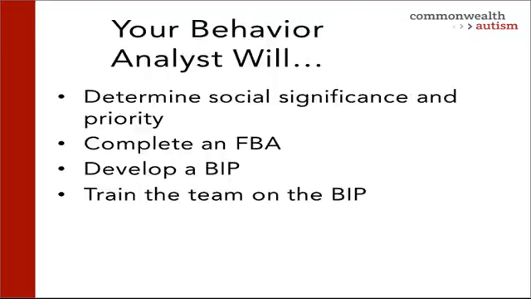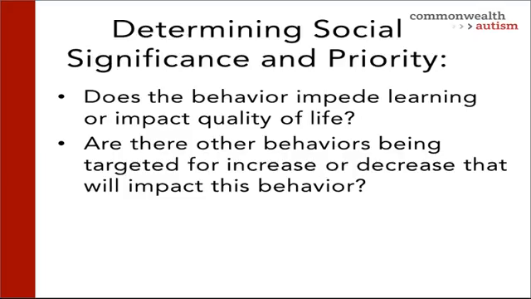Your behavior analyst will determine social significance and priority, complete an FBA, develop a behavior intervention plan, and train the team on the behavior intervention plan. So the first step of that is determining social significance and priority. The behavior analyst is going to ask, does the behavior impede learning or impact quality of life in some capacity? They're also going to ask, are there other behaviors being targeted for increase or decrease that will impact this behavior?